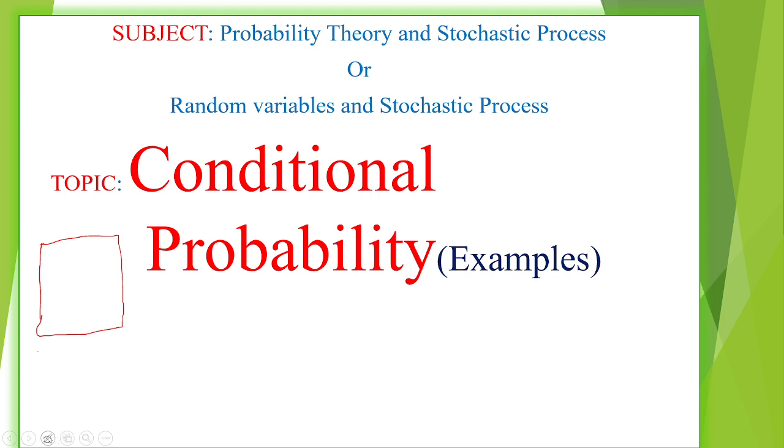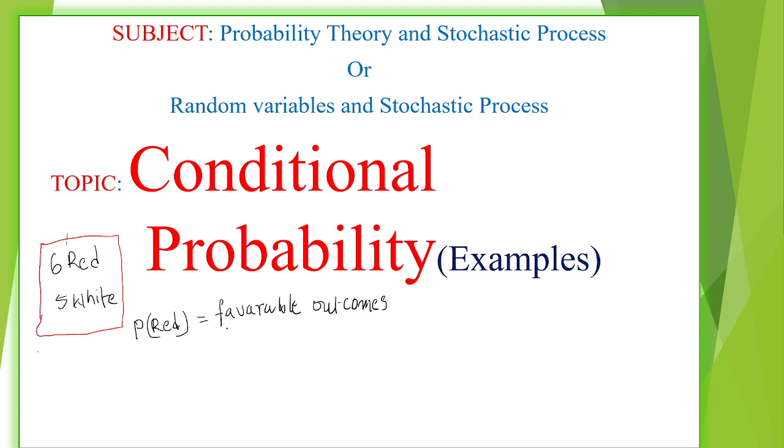So here, the box is having 6 red balls and 5 white balls. Just an assumption. Then what is the probability to get a red ball? This is without any condition. Probability to get a red ball is equal to favorable outcomes by total number of outcomes.